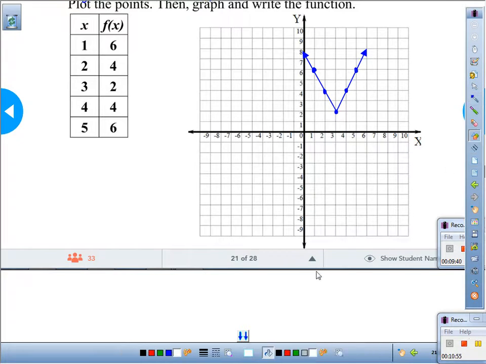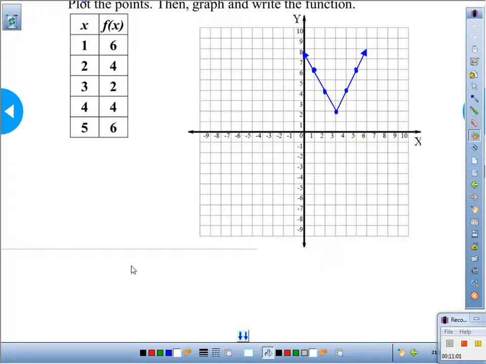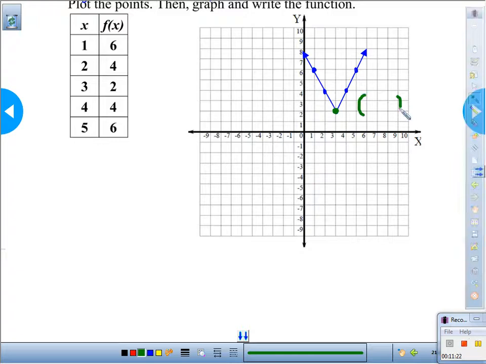Writing utensils down, look up to the screen. First things first, the very first thing I do is identify the vertex. Tell your neighbor the vertex, please. So the very first thing I identify, on the graph that they give me, I'm going to place a point in green or highlight it, and then I'm going to write the coordinates. The coordinate is 3, 2. I can also find that in my table. All right?